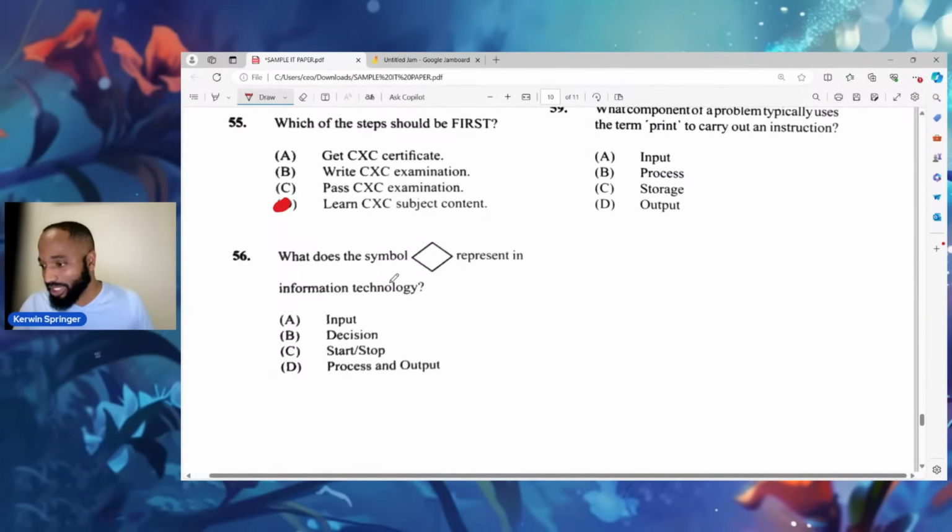What does this symbol represent? That symbol is not input. That's not the processing symbol, right? That's a decision, and it's different ways it could go. That is a decision.